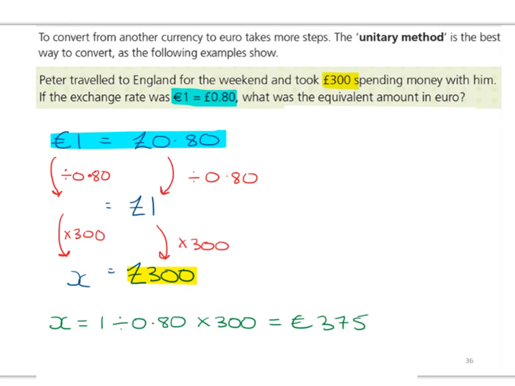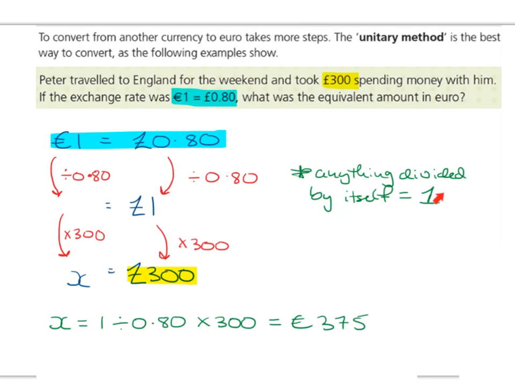So the most important part here is changing the 0.80 to £1. Again, this is known as the unitary method. And just remember that anything divided by itself is equal to 1. So anytime you want to change in currency exchange, you want to change an amount into 1, whether it's £1, €1, $1, whatever it is, you divide by the number itself. So 0.80 divided by 0.80 gives us 1. And then we simply had to multiply that 1 by 300, or whatever it is, the amount that we're looking for. And the steps that we did on the right, we must also do on the left.